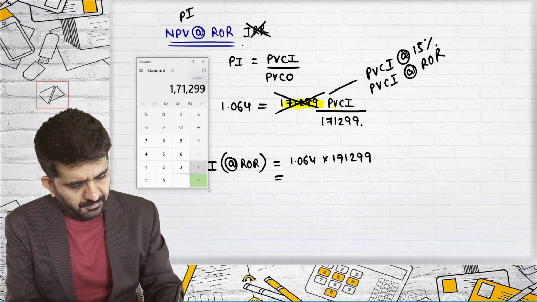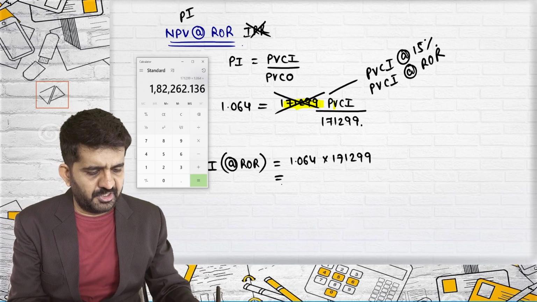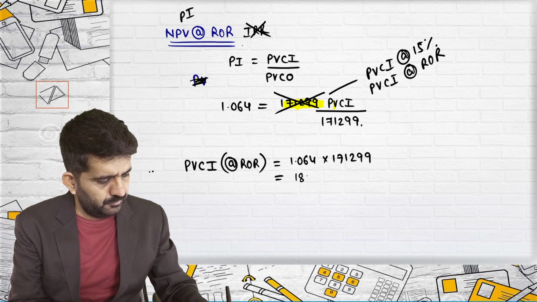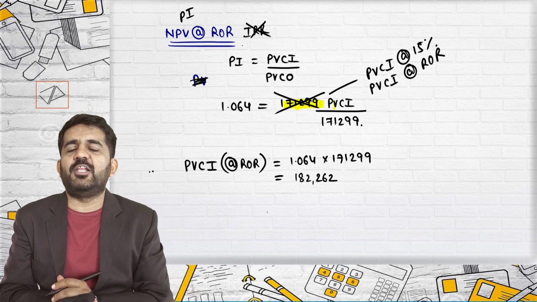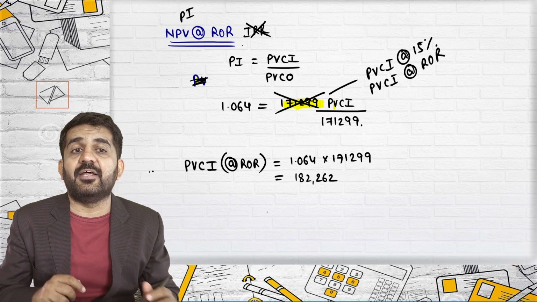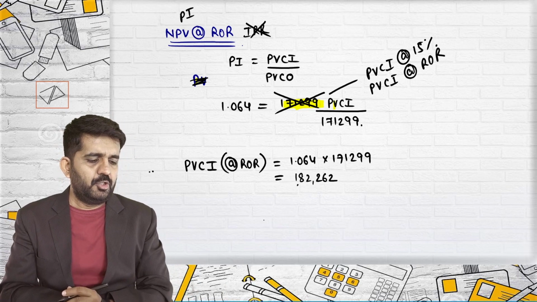171,299 multiplied by 1.06 is 182,262. It is the present value of cash inflow at the required rate of return, 182,262.